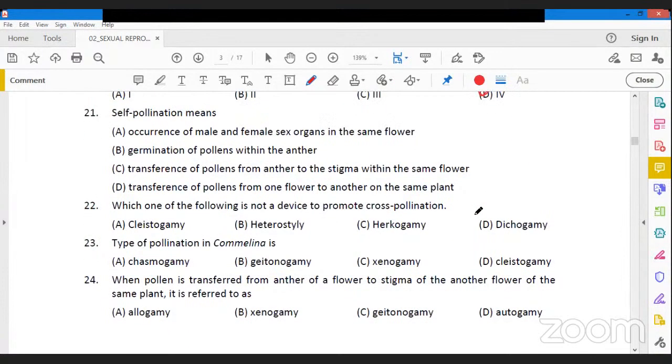21st: self-pollination means. So what is self-pollination? Transfer of pollen from anther to stigma within the same flower is called self-pollination. The occurrence of male and female organs in the same flower is wrong. Germination of pollen within the anther is wrong. Transference of pollen from anther to stigma within the same flower is correct. Transfer of pollen from one flower to another flower of the same plant is wrong.